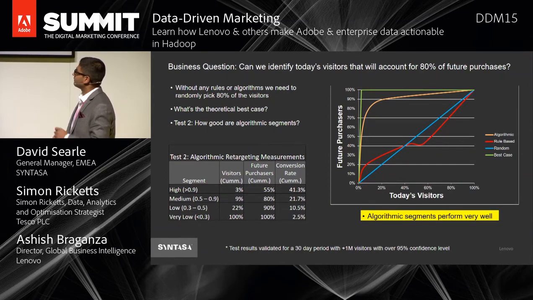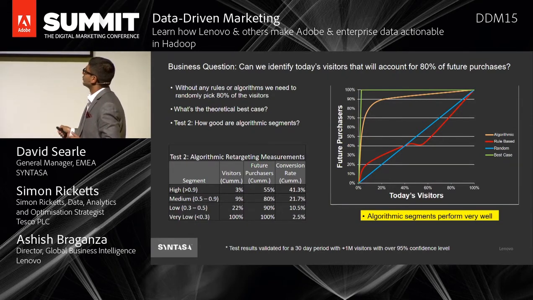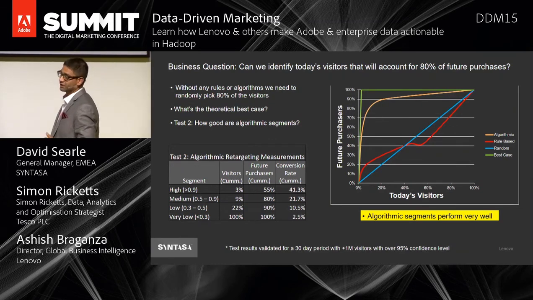And what we found was that algorithmic segments perform really well. This is the algorithmic segment. What this says is that for 3% of the population, we're able to predict 55% of future purchases. And for a cumulative 9%, somewhere about here, we're able to predict about 80% of future purchases. And with the low, only for 22% of today's visitors, we're able to get to 90% of the future purchases.